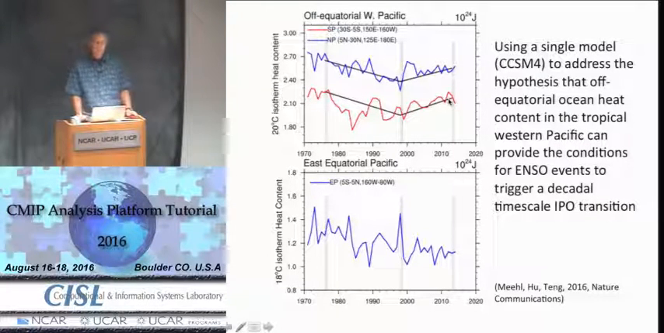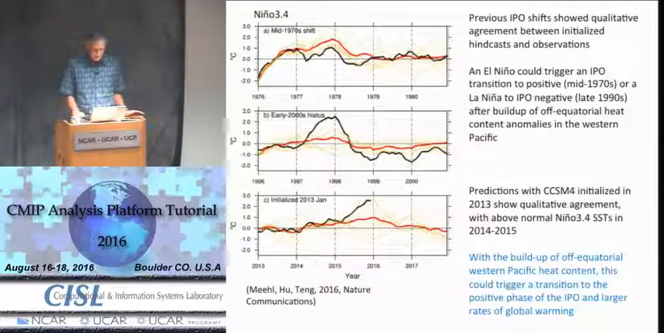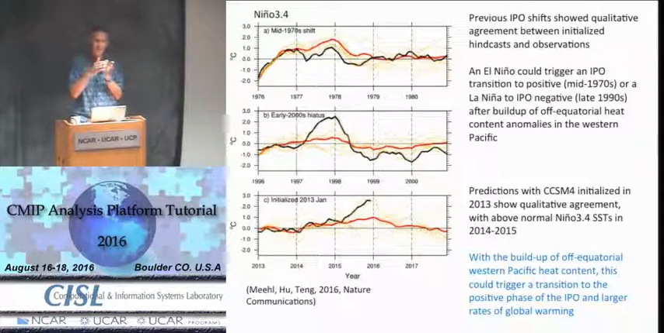So we said, okay, well, let's look at an initialized prediction. We can initialize the model in conditions in 2013 and see what happens. But we're prefacing all this on the fact that the model is able to get this interannual variability right, because the idea is that the interannual variability is the trigger for the decadal transition. So that means we've got to at least get a couple of years of what's going to happen with the El Nino or La Nina sequences.